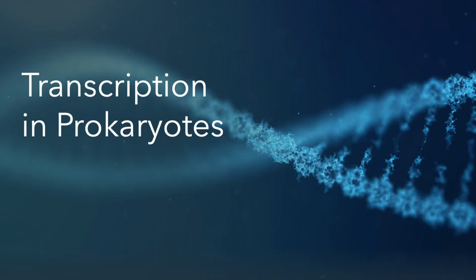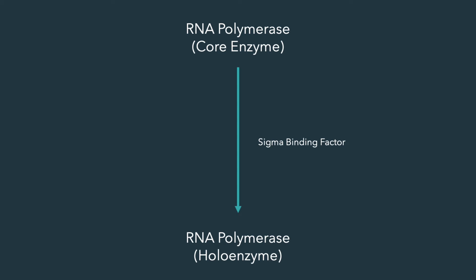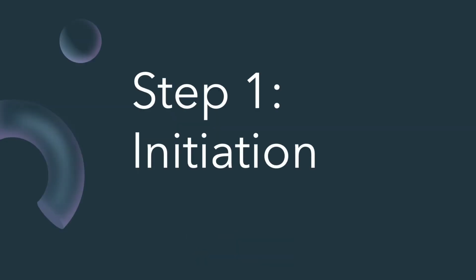Hello, in this video I will be describing the process of transcription in prokaryotes and its 3 steps. To begin, RNA polymerase starts as a core enzyme and then the sigma binding factor converts it into a holoenzyme, which is then utilized in transcription. The first step is initiation.